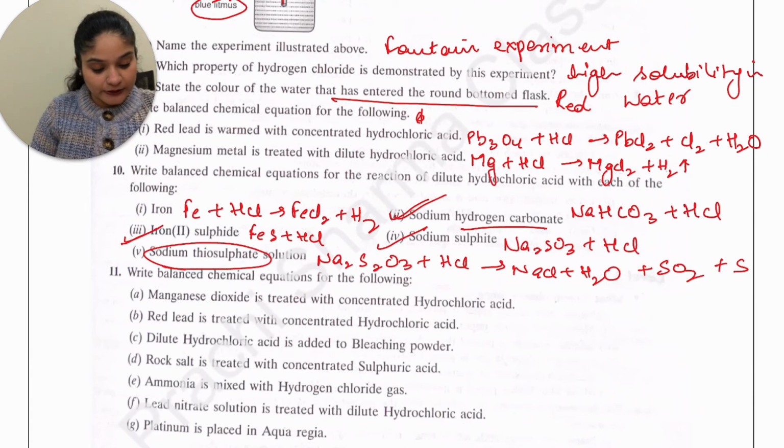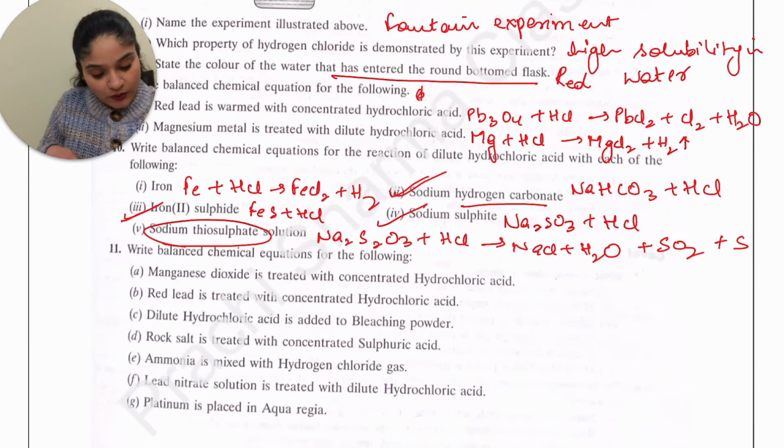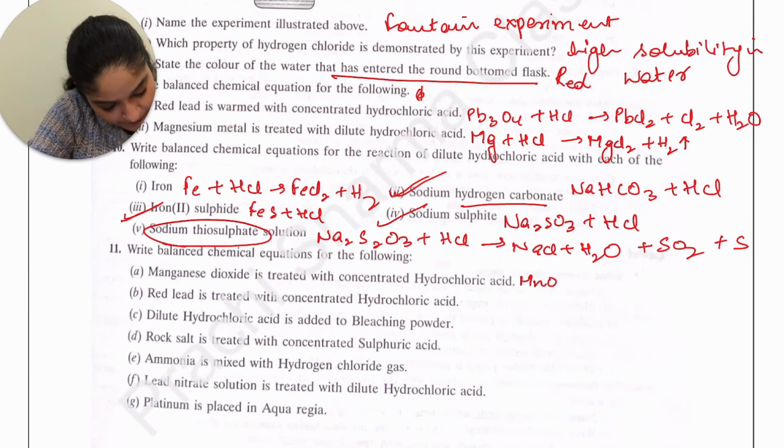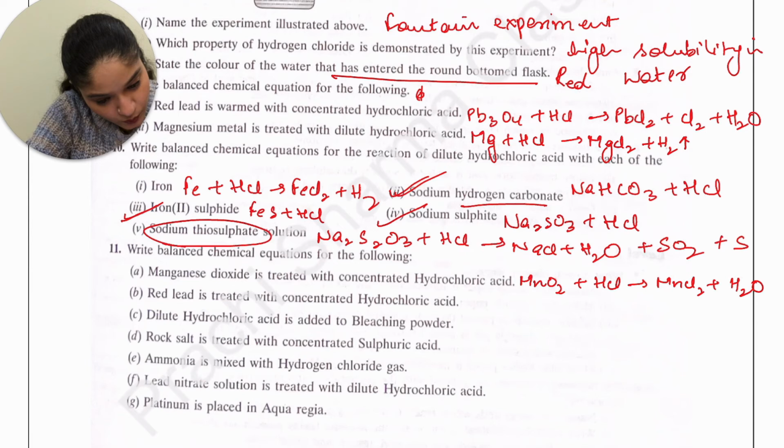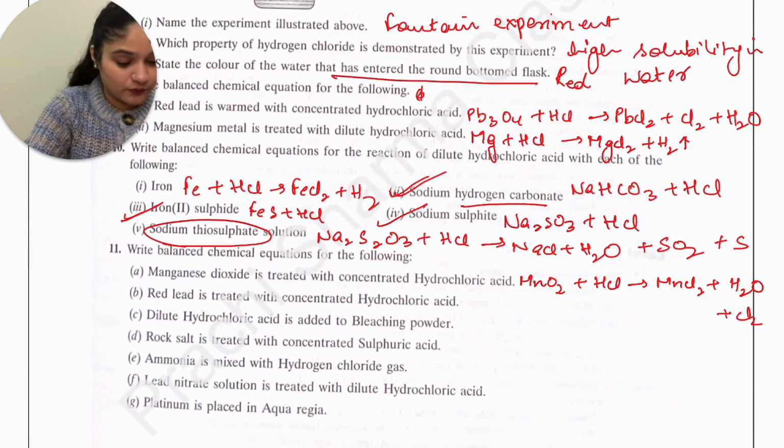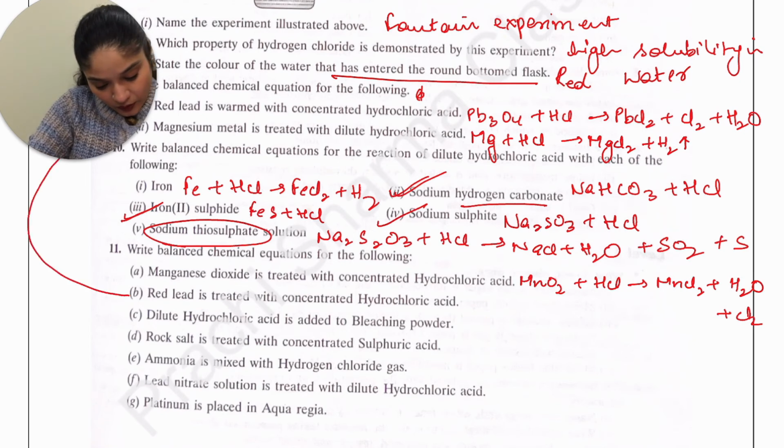Now let's move on to write balanced chemical equations for the following. Manganese dioxide. So manganese dioxide is MnO2 plus HCl giving us MnCl2 plus water plus chlorine. MnO2, yeah, because it will oxidize HCl. Now moving on, we have red lead. Red lead is treated with concentrated HCl. So red lead we already did right here.